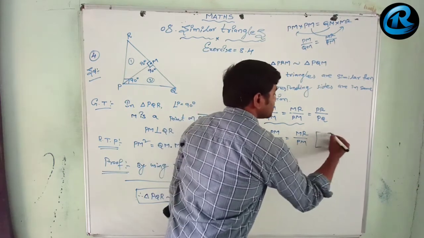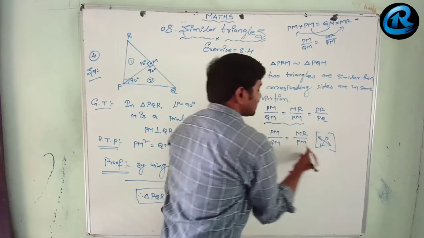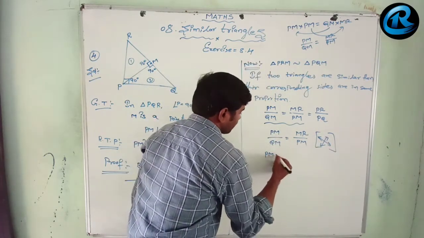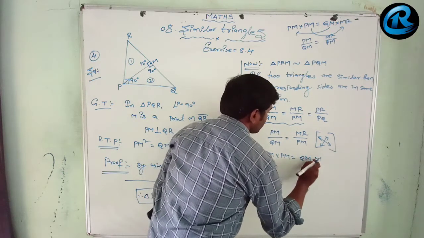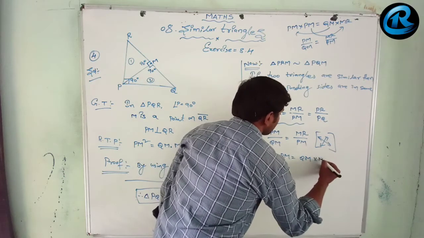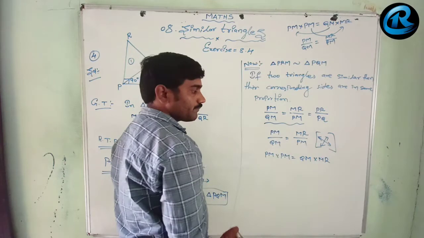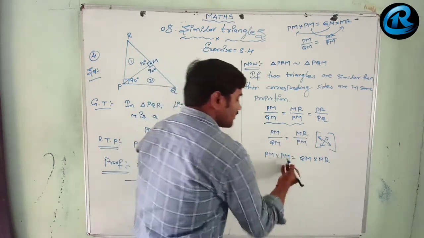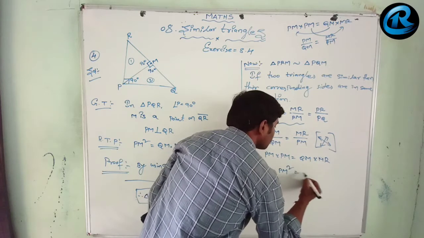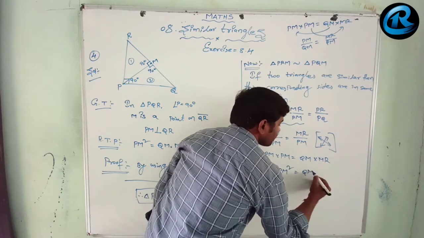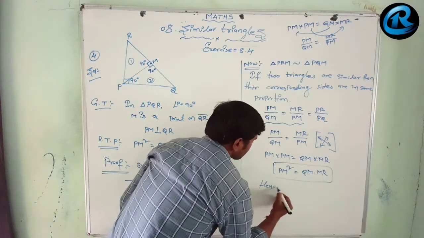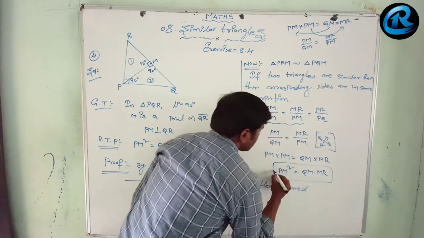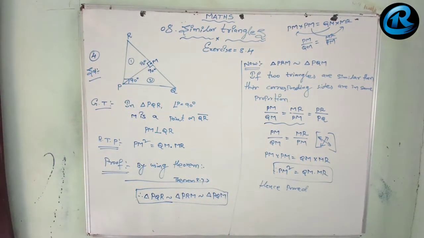By doing cross multiplication, PM into PM is equal to QM into MR. This two and this two I have multiplied. So PM into PM, that is PM square, equal to QM into MR. You got it now? Hence proved. This is what? Very simple. So if you remember this RTP, we can do it very simply.